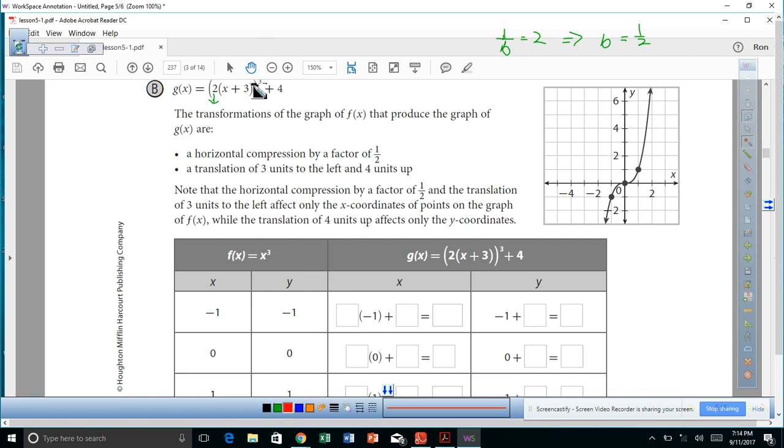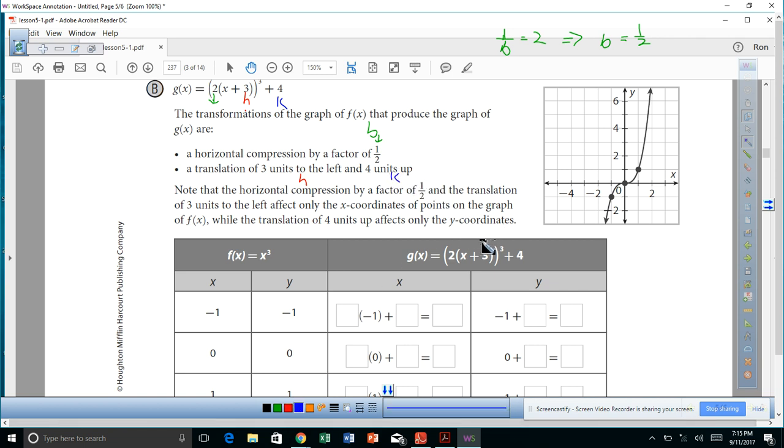What is the h? The h is right here. This is the h. Okay, 3 is the h. And then 4 is the k. That's the k. All right, the transformations of the graph of f of x that produce the graph of g of x are a horizontal compression by a factor of 1/2, and that's your b. A translation of 3 units left, that's your h, and 4 units up, that's your k.